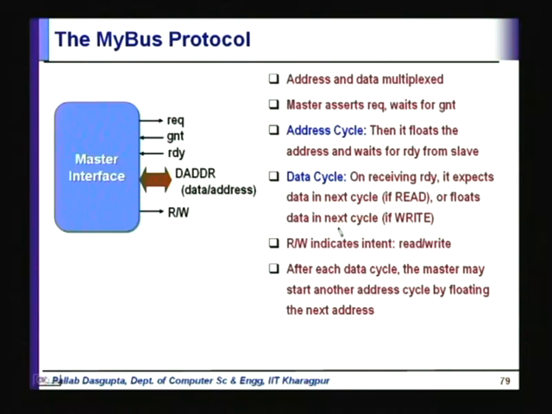If the master is writing, then immediately on getting ready it will float the data on the bus, and if it is a read transaction, then as soon as it gets ready it will expect that the data is available in the bus. The RW signal indicates whether it is a read transaction or a write transaction. After each data cycle the master may start another address cycle by floating the next address. So, let us say that this is the simple protocol that it follows.